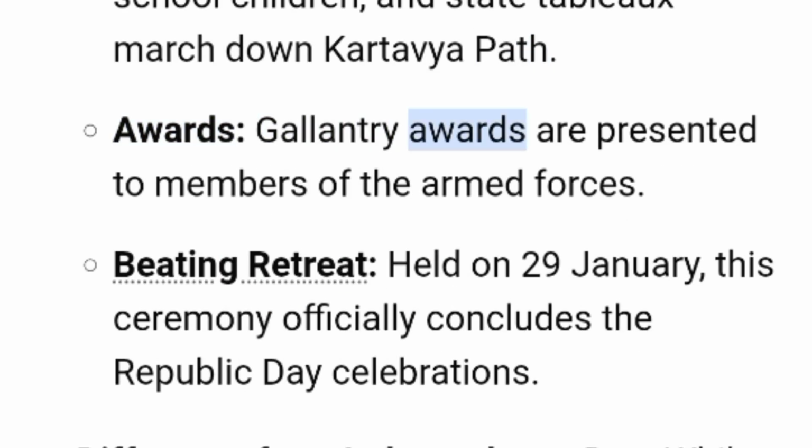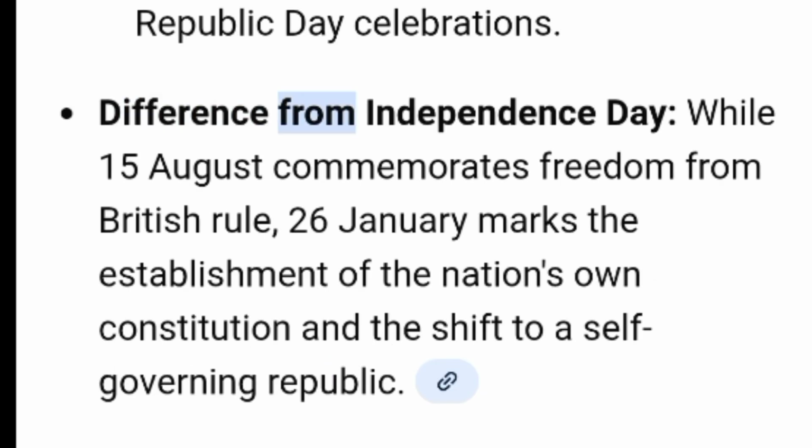Awards. Gallantry awards are presented to members of the armed forces. Beating Retreat. Held on the 29th of January, this ceremony officially concludes the Republic Day celebration. Difference from Independence Day. While the 15th of August commemorates freedom from British rule, the 26th of January marks the establishment of the nation's own constitution and the shift to a self-governing republic.